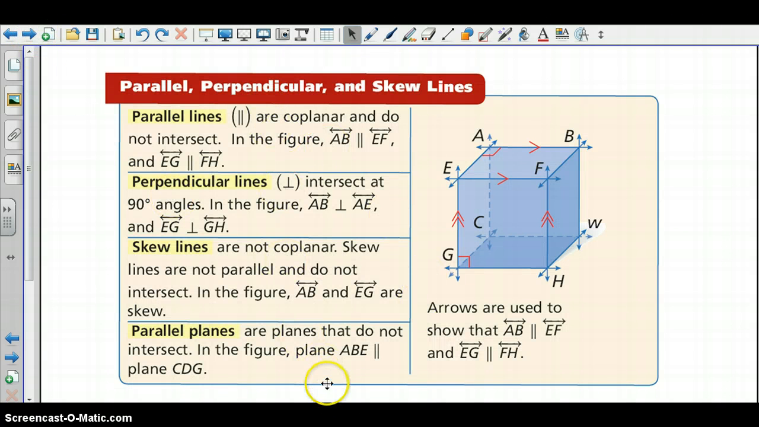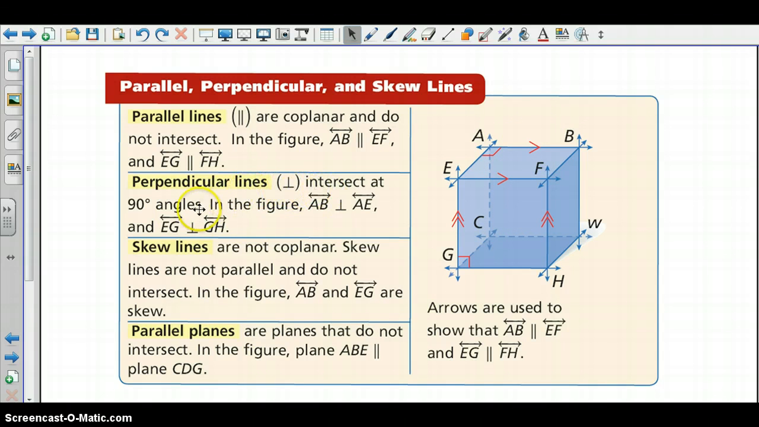Here's the first four terms. Parallel lines are coplanar and do not intersect. In this figure, AB and EF are parallel. They have been marked with these symbols in the diagram, and then the symbol that we use for parallel in our label are these two vertical lines side by side. So also EG and FH are parallel lines marked with these same kind of symbols. We would call these symbols chevrons or carets.